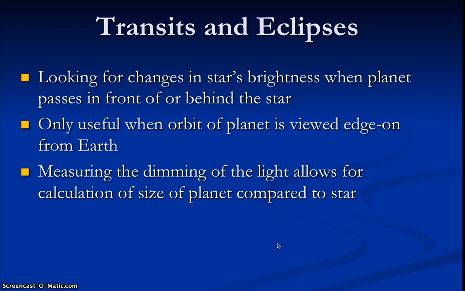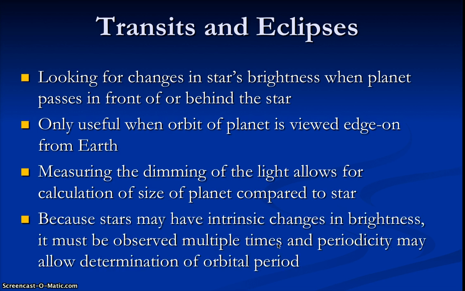By seeing how much the light dims, we get a sense of how large the planet is, and when I say that, I mean its dimensions, like its radius. Because sometimes stars will actually vary in their brightness anyway, you have to really look for this and see that it's repeating in a very predictable way to establish that the changes in brightness are due to the transit of a planet instead of just something going on with the star.